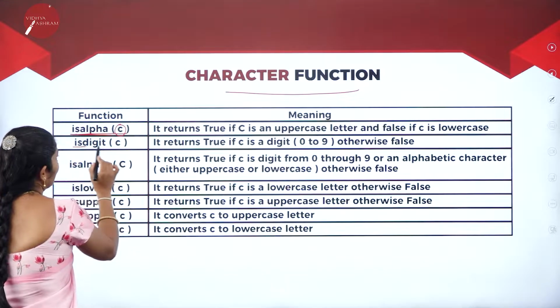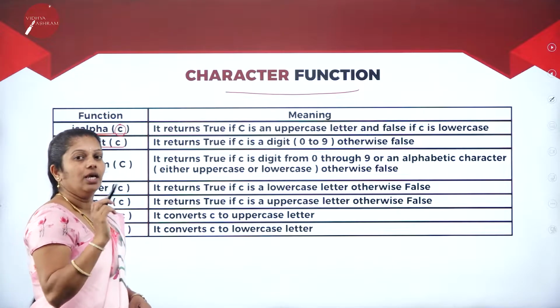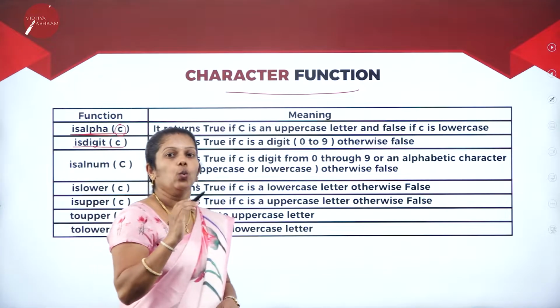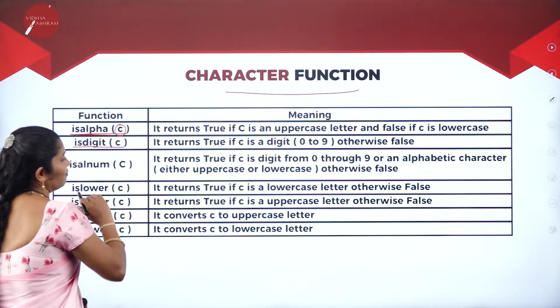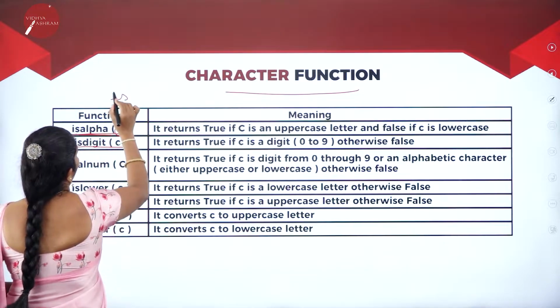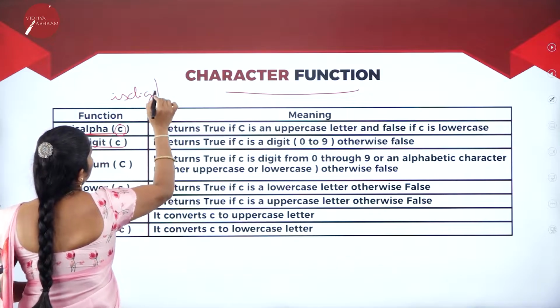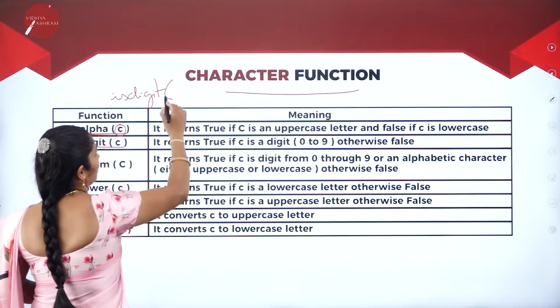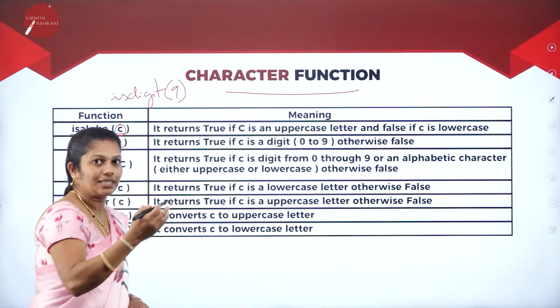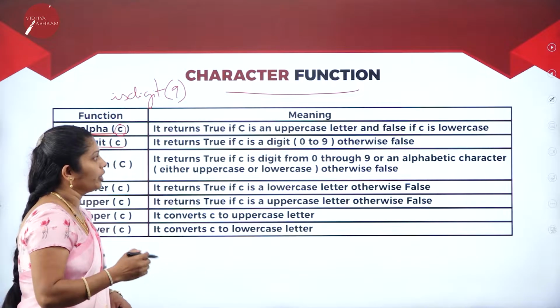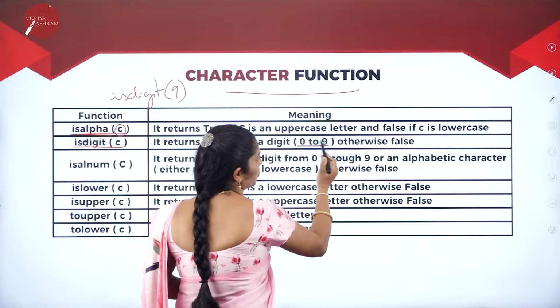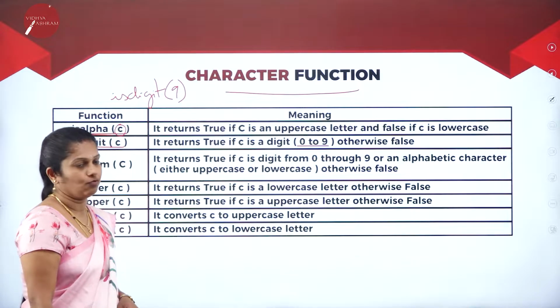And the next one is the isdigit function. This function helps to check whether the given character is a digit or not. See, if I write isdigit, then inside the bracket we have to write the value. For example, I write 9. Then it checks whether the 9 is a digit or not. Here also it returns true if C is a digit from 0 to 9. Otherwise, it will return false.